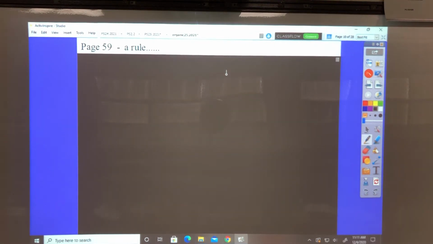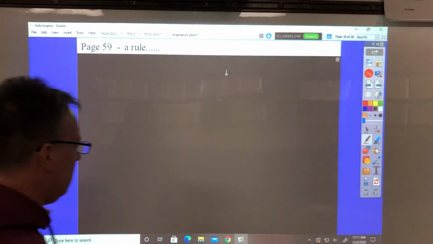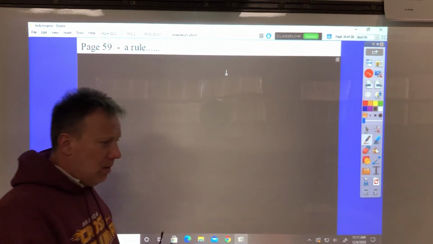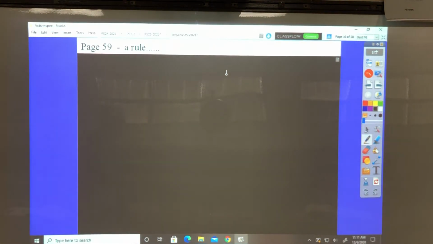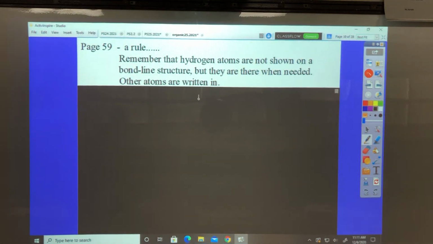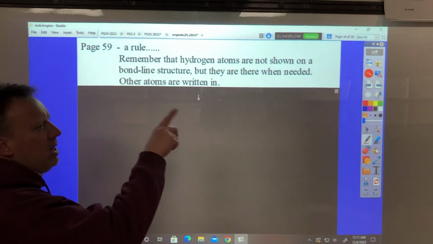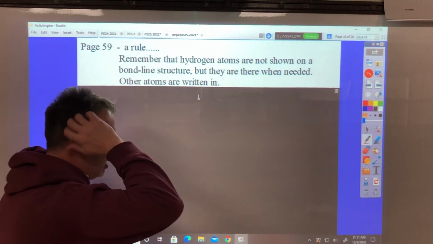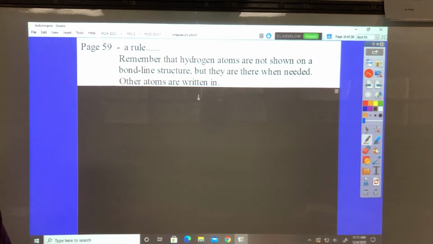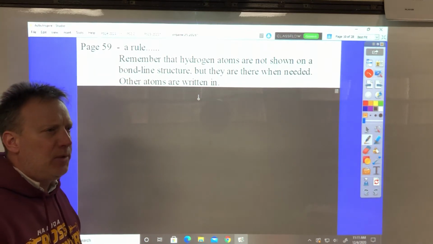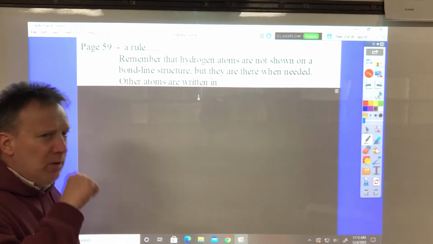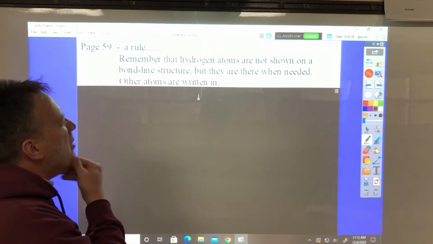Okay, so going on to 59, and I mentioned this on 59. If you do that little reading there, you should do the reading. I'm doing this before I assign the reading, but you'll get the reading assigned before you see this. It talks about a rule here. Now, before I give you the rule, remember that in a bond line structure, the hydrogen atoms are there, just not drawn in. At first, you'll have trouble with that for the first day or so, but there are hydrogen atoms in there that fill that out, saturate it, but we don't show them.